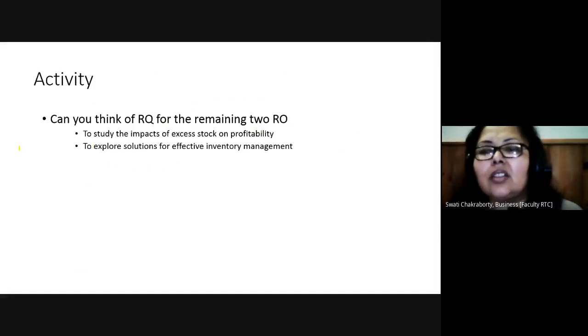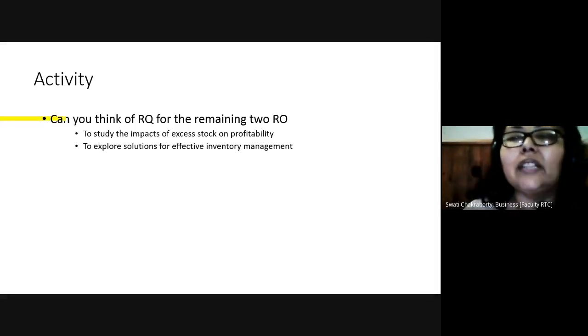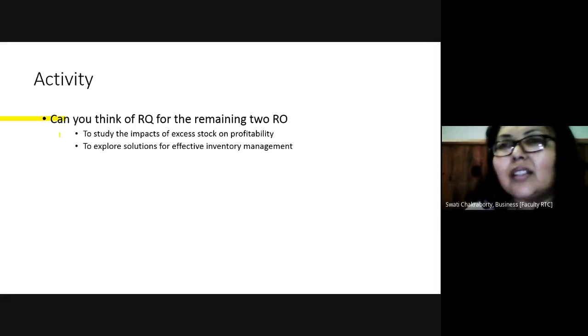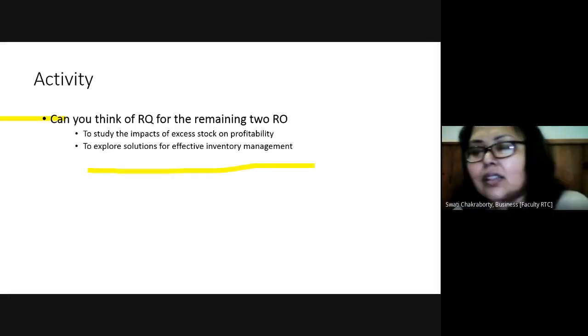So this is the activity for you. We were discussing inventory management, and we found 3 objectives. We discussed 2. So for the other 2 research objectives, find the suitable research questions. That's the activity for you.